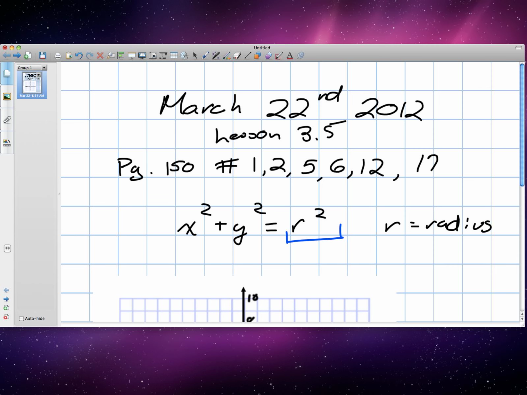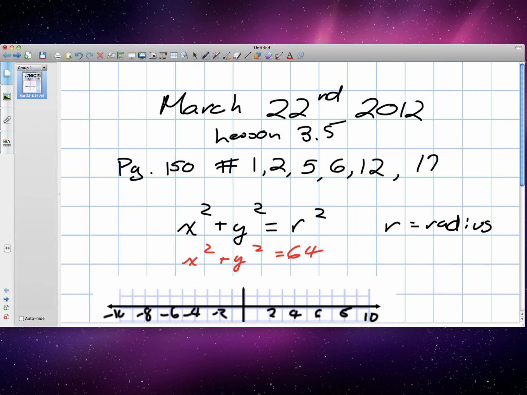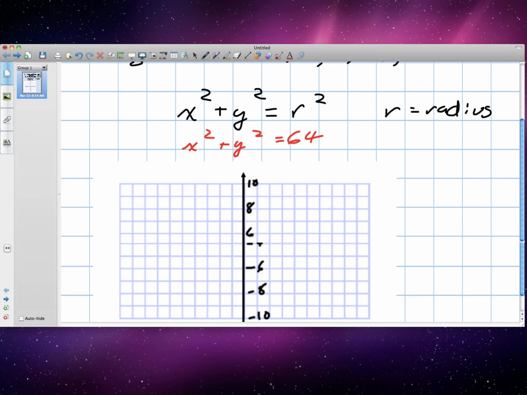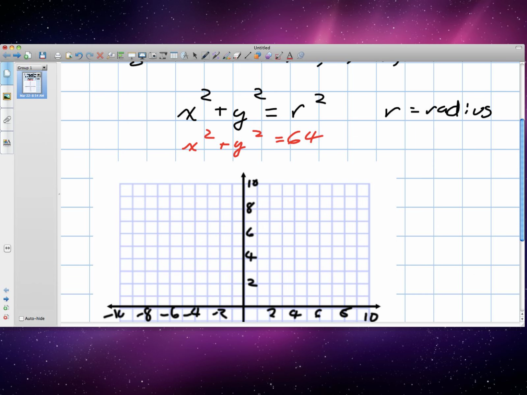As an example, we'll write up a question like this. Let's say they've given us an example in red: x squared plus y squared is equal to 64. I can graph this function. So I'm going to go down to our graph here. We're going to zoom out just a little.